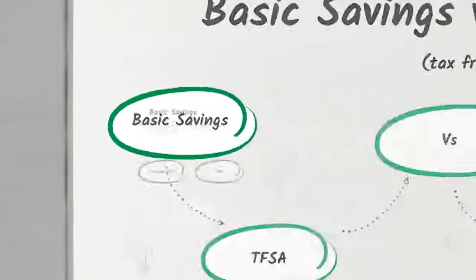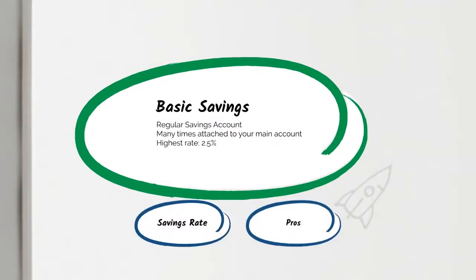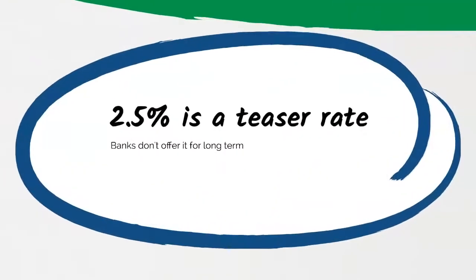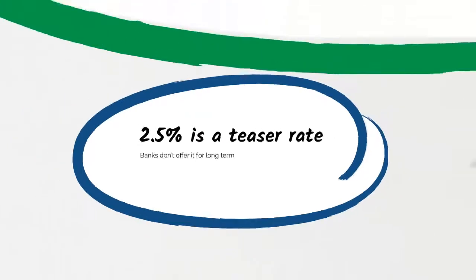What is a basic savings account? A basic savings account is essentially a checking account which you don't really use for purchases, but you put your money in there and earn a rate of return. Generally, these rates of return are not that high. The highest I could find was 2.5%, offered by one of the banks as a teaser rate. What this means is they offer it to you, but after a few months it starts to go down, and this is just a way for them to get you to be their customer.